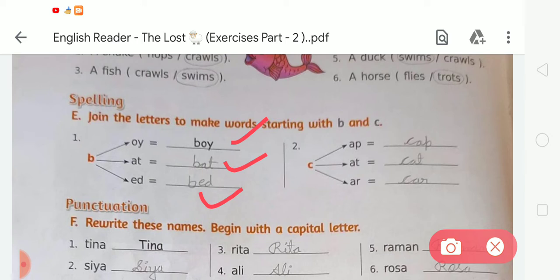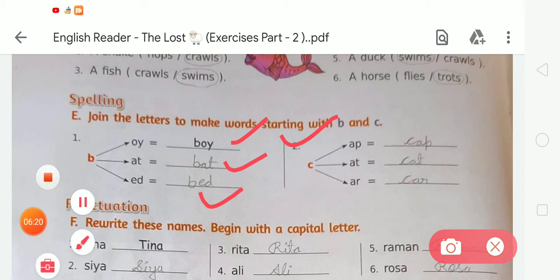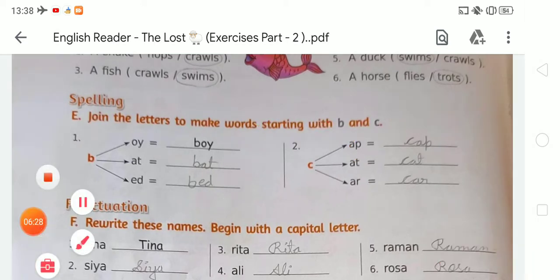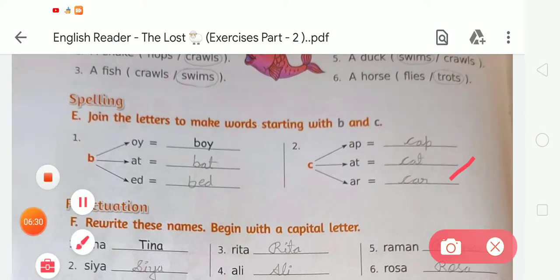So we have to do the same thing with C. We have to join these letters by starting with C. Okay, by starting with C. So firstly there is C. So the first letter is AP. So when we add these both, it will be CAP, cap. Second is CAT, cat. Third is CAR, car.